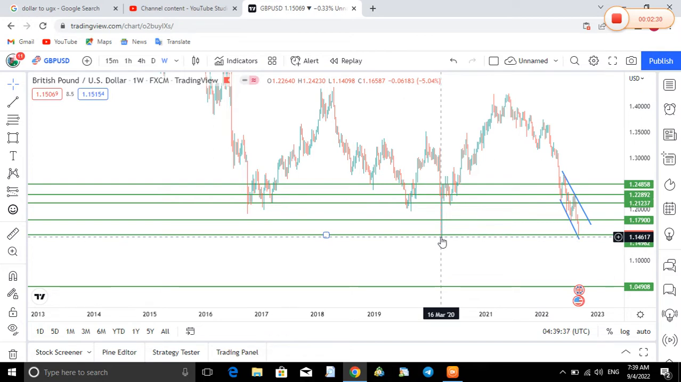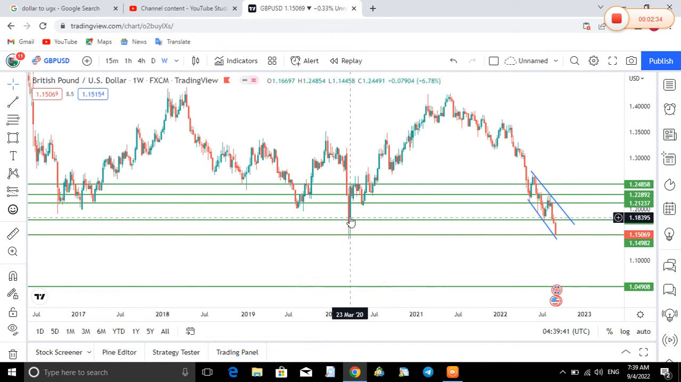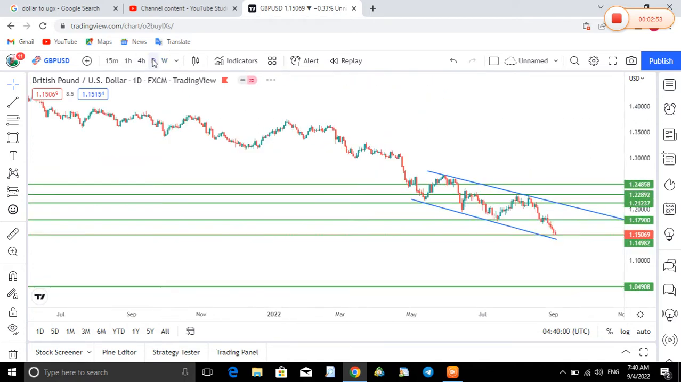March 16th, where we experienced a huge spike to the downside, and price also made a pullback. The buyers came back to the market and again pushed the price to the upside. Now we can't get a clear picture if we don't dive to our smaller time frame. Let me go to my daily time frame.